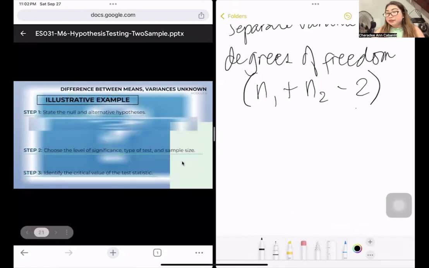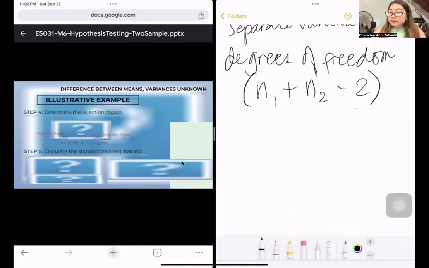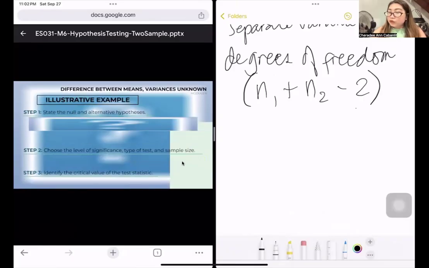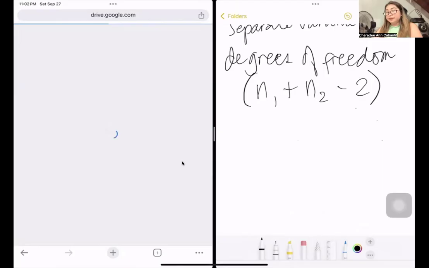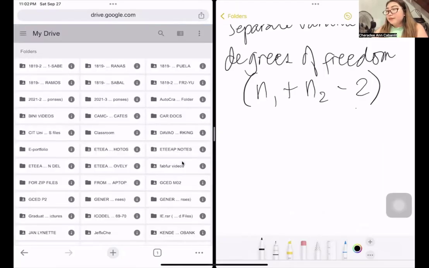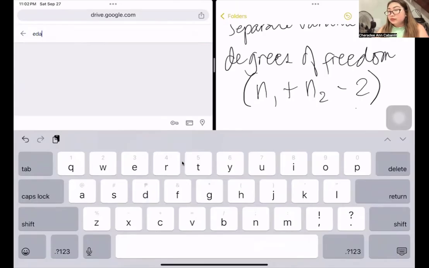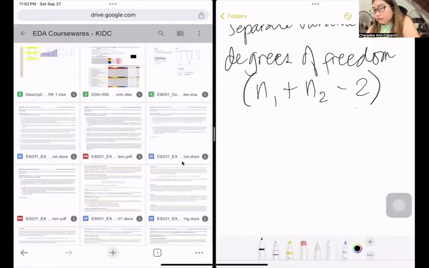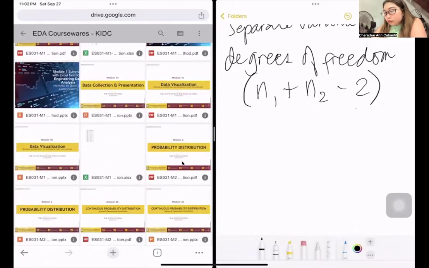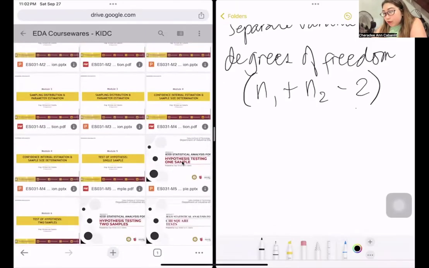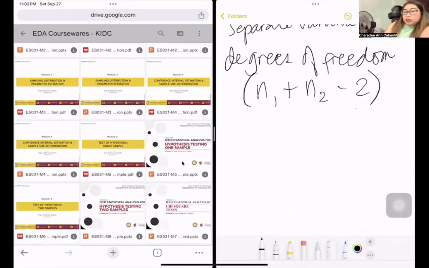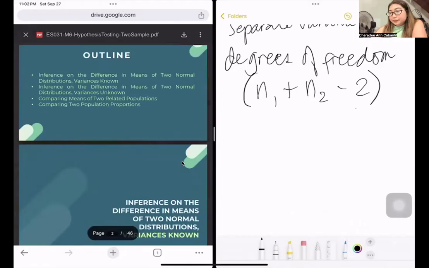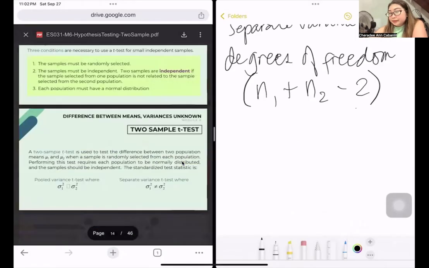For example, here, sorry. Oops, what happened? Let me open that again. I think there's an error in the... Okay, it was working a while ago. Okay, let's just use the PDF.